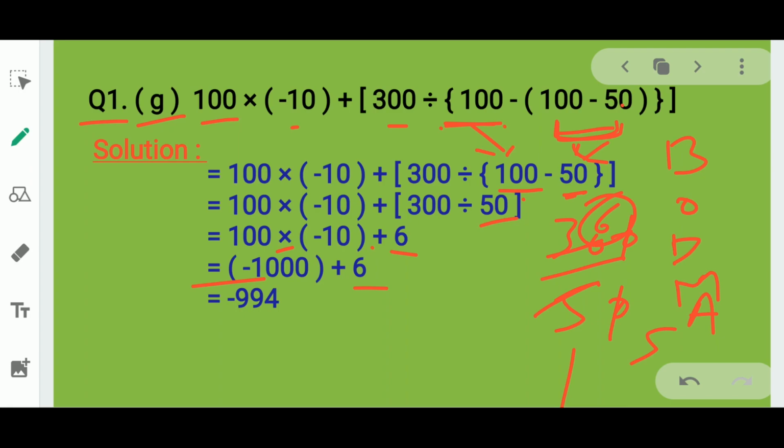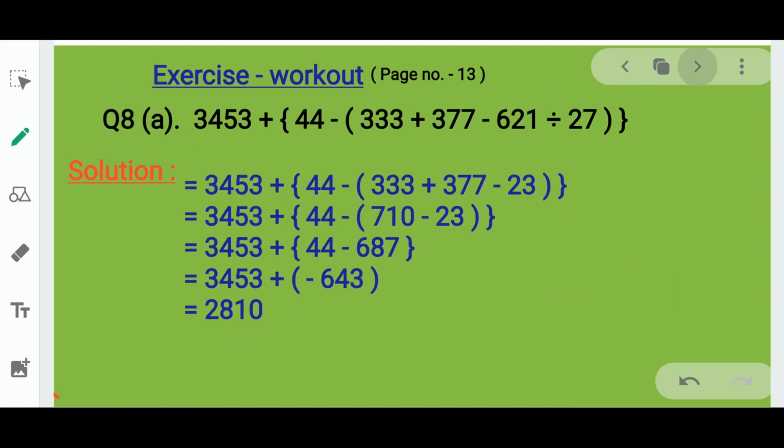So when we subtract 6 from 1000, we get 994. Because 1000 is a greater number than 6 and it has a negative sign, we have to put a negative sign in our final answer. Now we get minus 994 as the final answer. Okay, move to the next question.